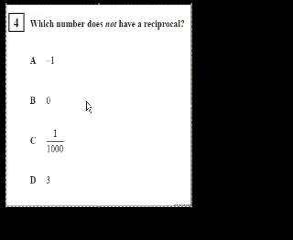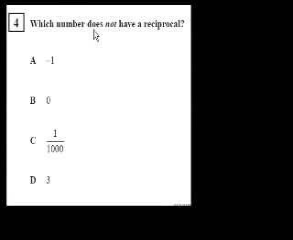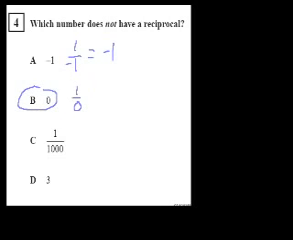All right, this is another one where I'll copy and paste it. All right. They want to know which number does not have a reciprocal. So the reciprocal of -1, that's just 1 over -1, which is equal to -1. The reciprocal of 0, that's what? 1 over 0, which is not defined. So the choice is B, 0.